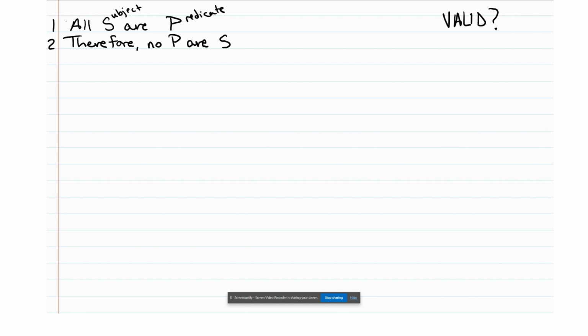So this argument, all S are P, therefore no P are S, that's basically identical to all mammals are amphibious things, therefore no amphibious things are mammals, right? So if it helps you to add back in the English to give yourself a real, tangible category to glom onto, go for it. But these are just categorical variables that we're using here for the sake of simplicity.